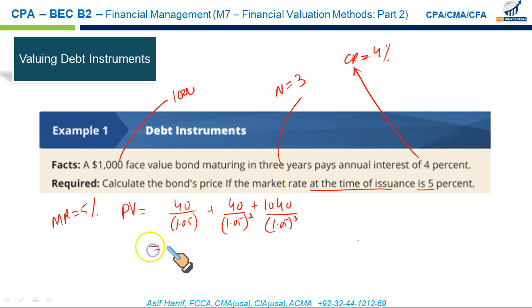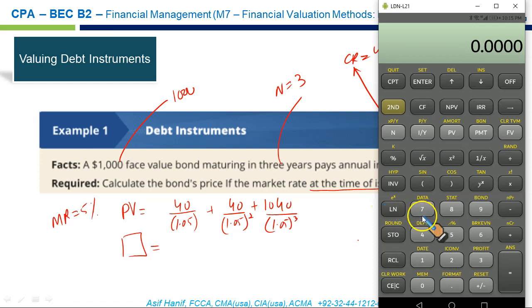So adding all these up, if you can calculate by pausing the video, you can calculate the price of the bond. But let us do it in a much faster way using the financial calculator. Okay, gentlemen, so we have a bond that has a term of 3 years. 3 is the term of the bond.